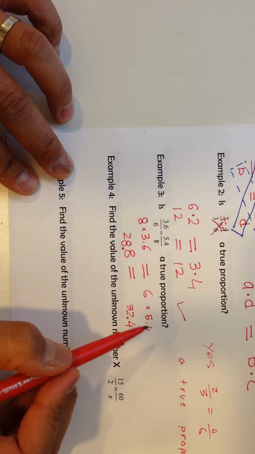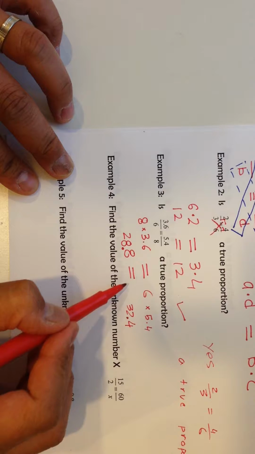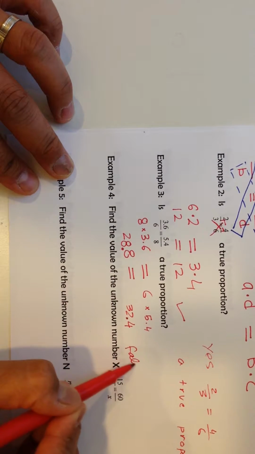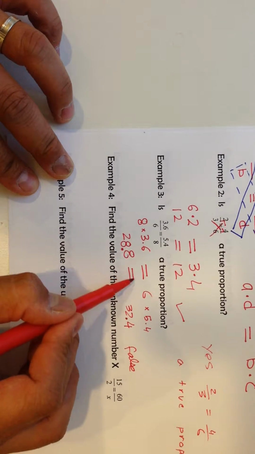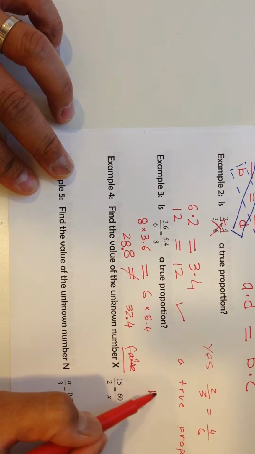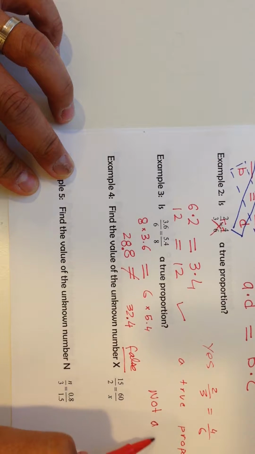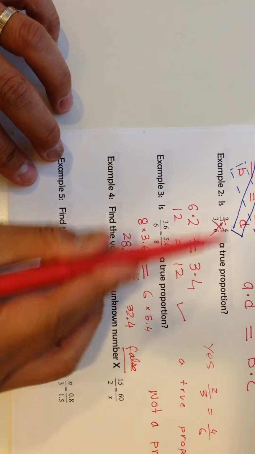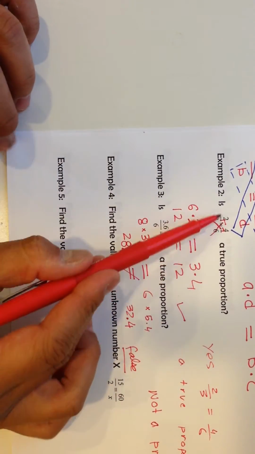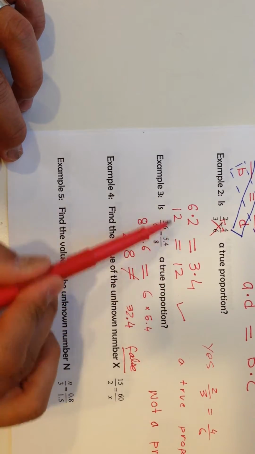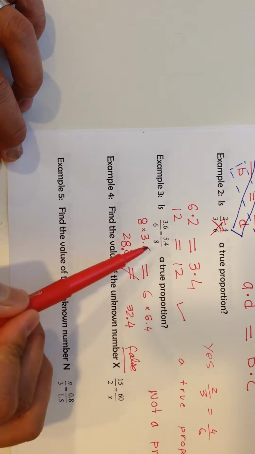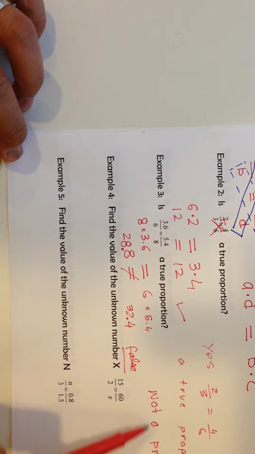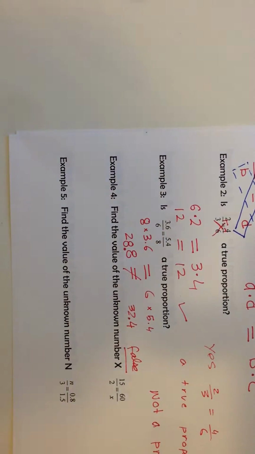So we can clearly see that this is not a true proportion because they're not equal. So false, because 28.8 does not equal 32.4. False, not a proportion. So given a proportion, you cross multiply. If they are equal, then you say yes, it is a true proportion. If once you cross multiply it becomes a false statement, then you say that it's not a true proportion, or not a proportion. All right.